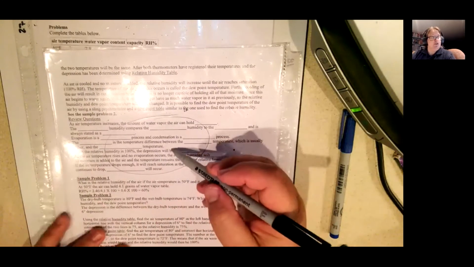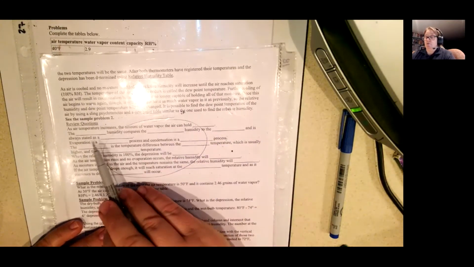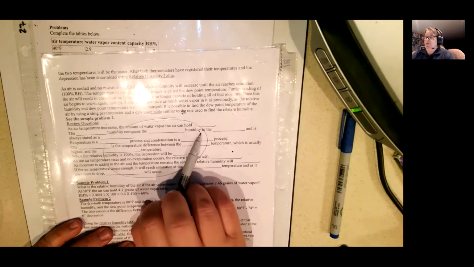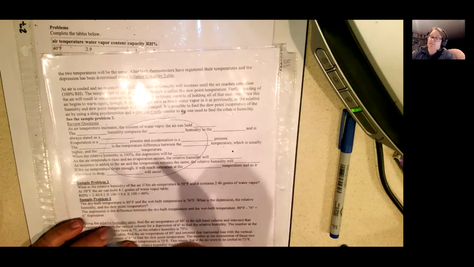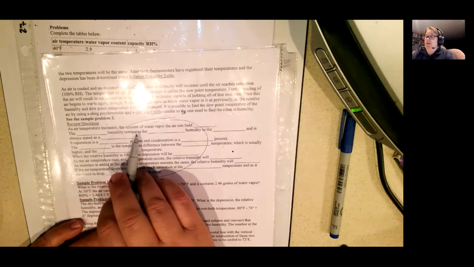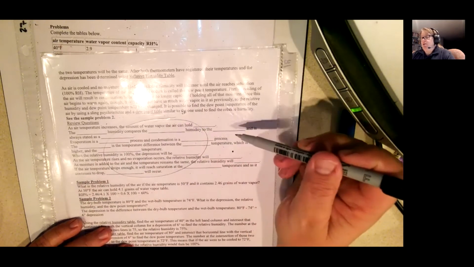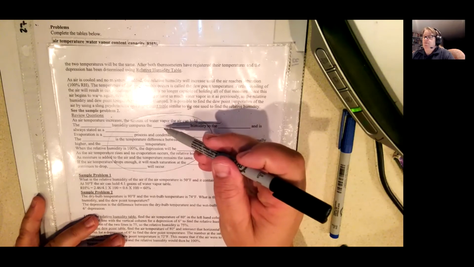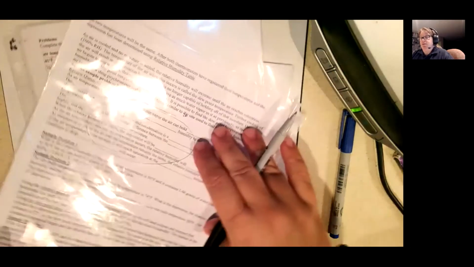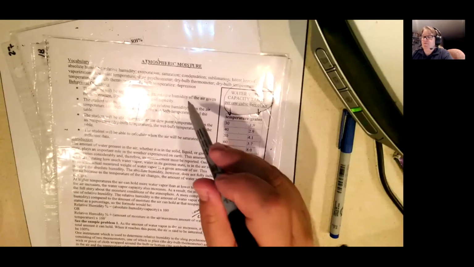times 100. Okay. So there's some processing analysis, fill in the blank like questions here, like, the blank humidity compares the blank humidity to the blank and is always stated as a percent. So the relative humidity compares the absolute humidity to, why did the word just leave my head? It must be the time of night.